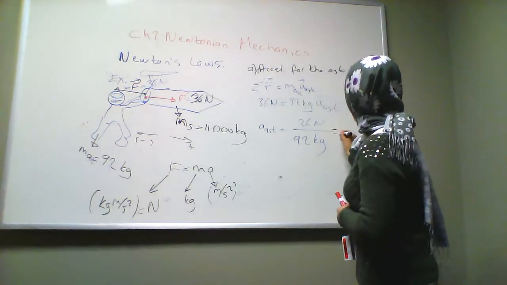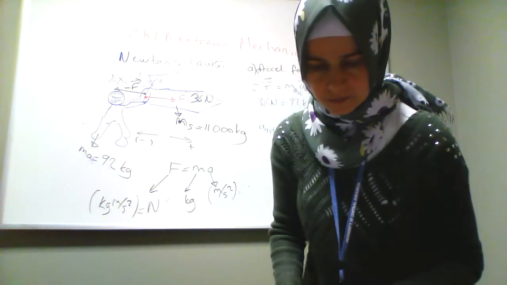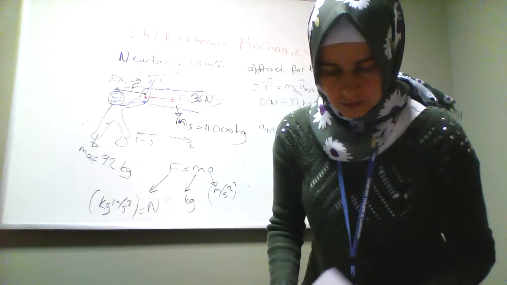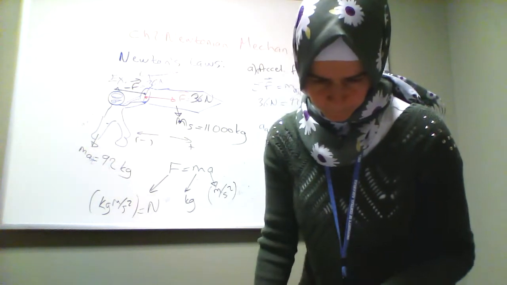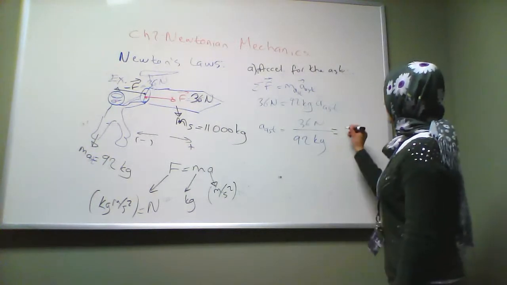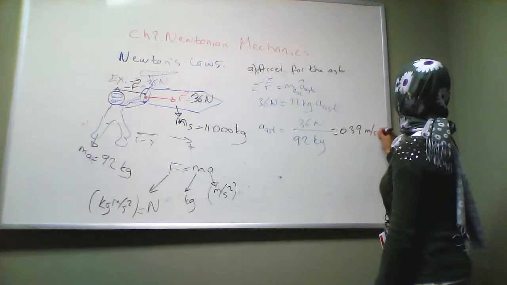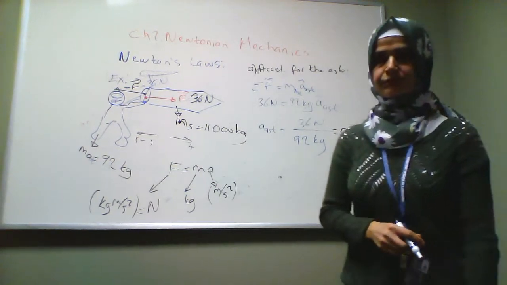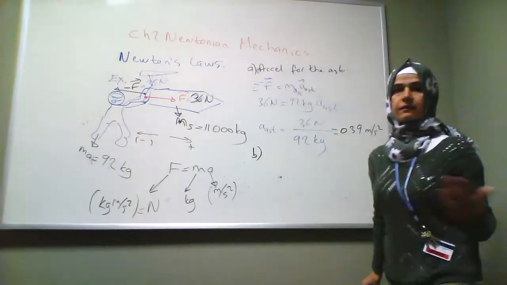From here, for the astronaut, what I have, and please check my answer again, acceleration is 0.39 meters per second squared. For the spaceship, we do the same.